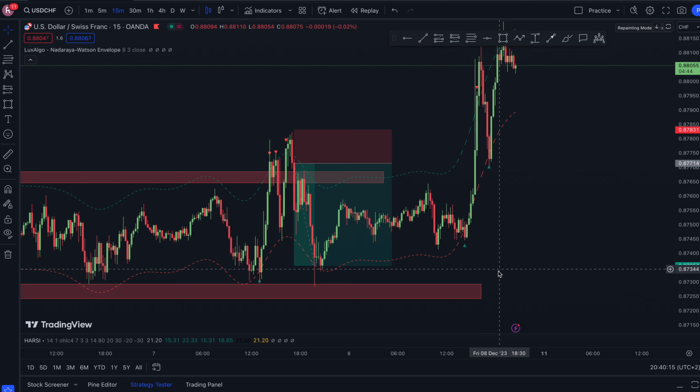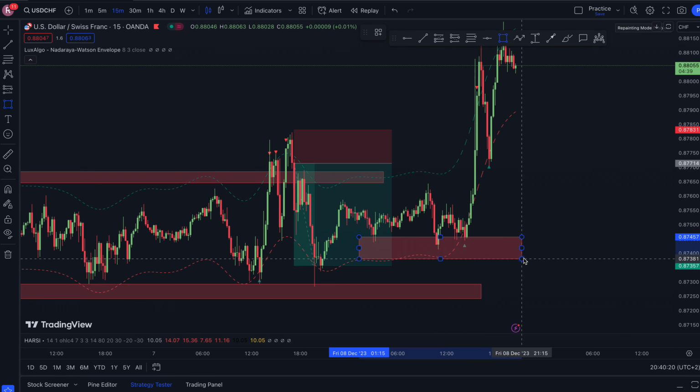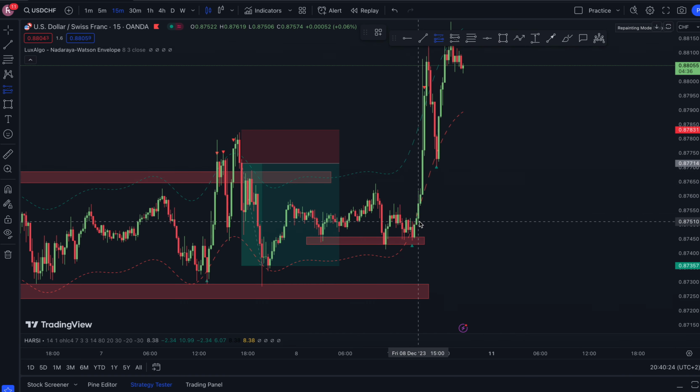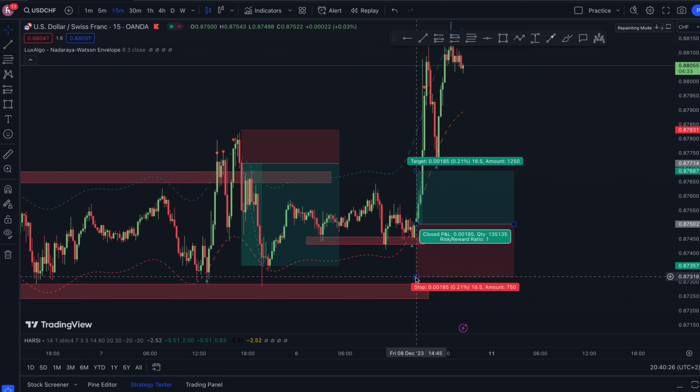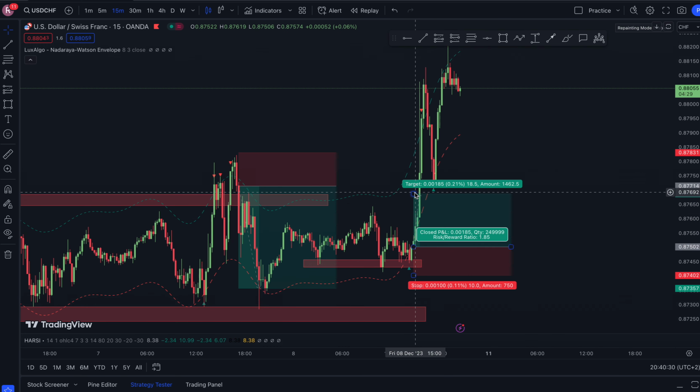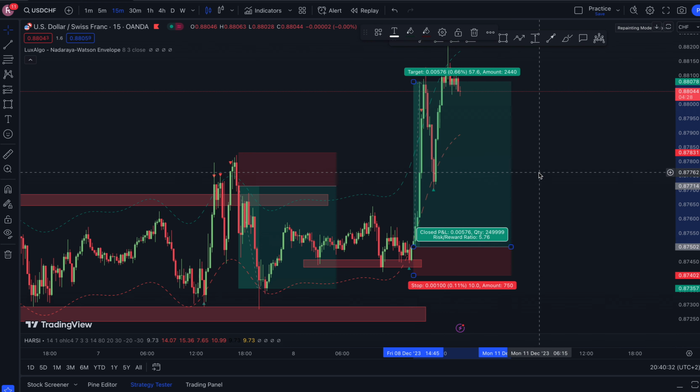Now, what do you see? Here is another example of a support. You can see here what happened there. You got a signal. That was a good buy over there. Put your stop loss underneath here. Now look at that. That was a very powerful move over there.